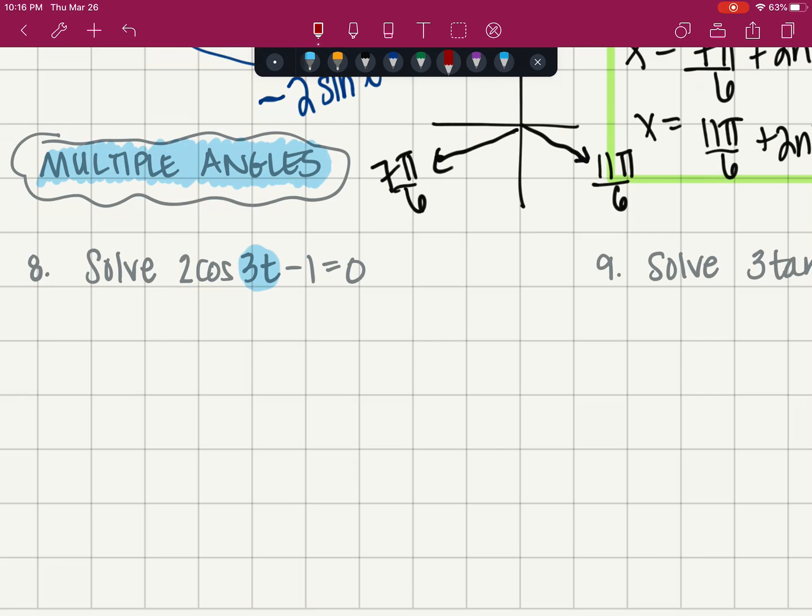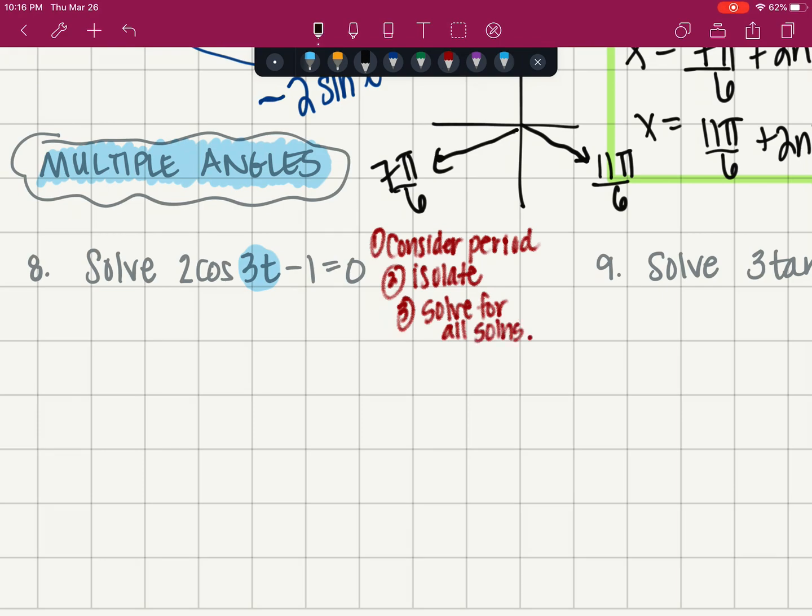We want to definitely consider the period. So I'm just going to recall that. Consider the period. Then we want to isolate the term, and then we are going to solve for all solutions. Solve for all solutions. So let's get started.